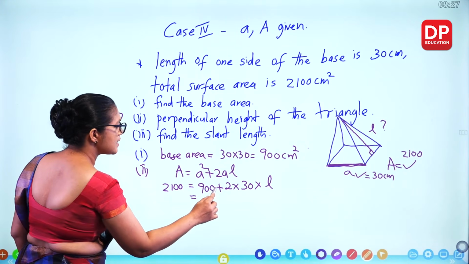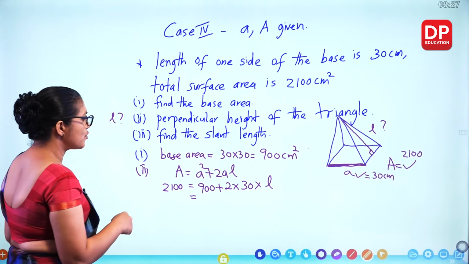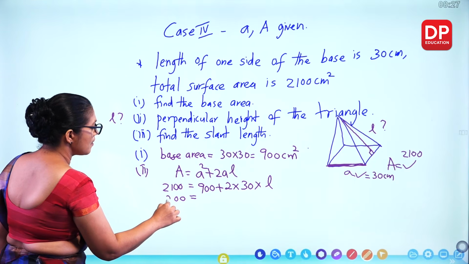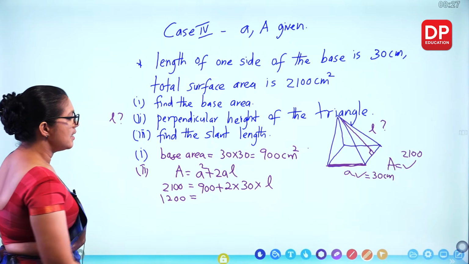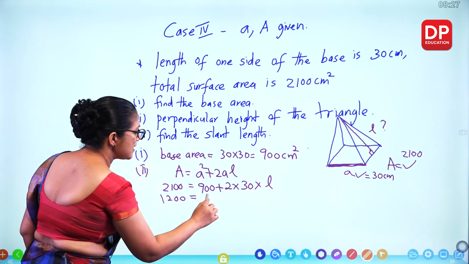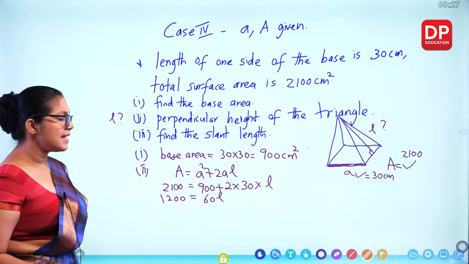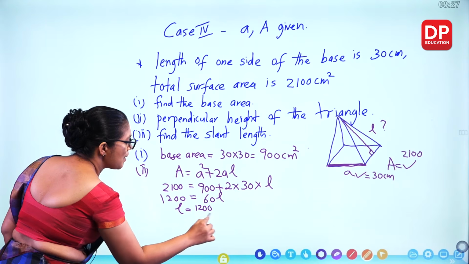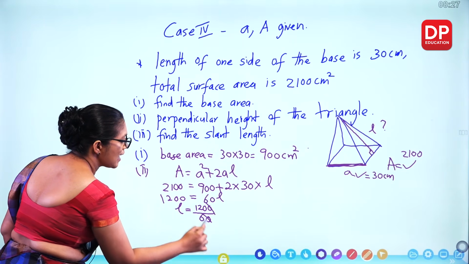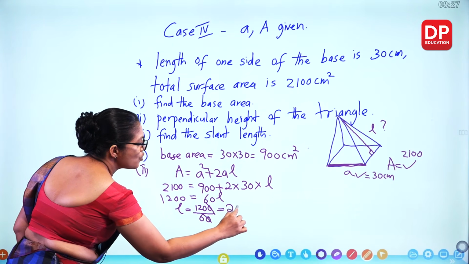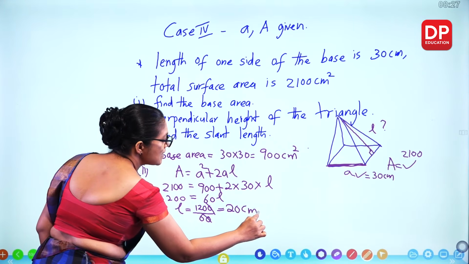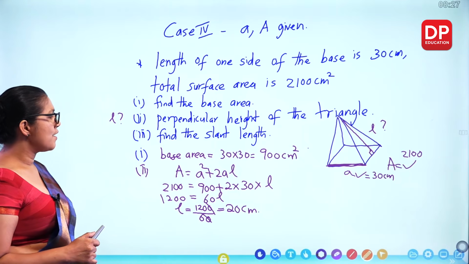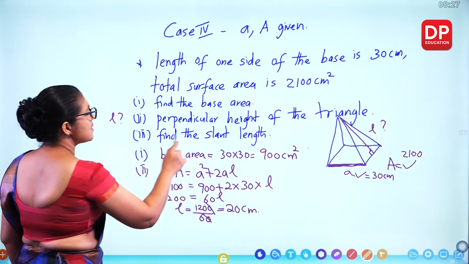So here, when you take 900 to this side, what do you get? 1200. And here 2 times 30 is 60. So 60L is 1200. So what is L? 1200 divided by 60. The zeros get cancelled out. 6 times 2. So you get 20 centimeters for the perpendicular height of the triangular face. Now what's the last one?